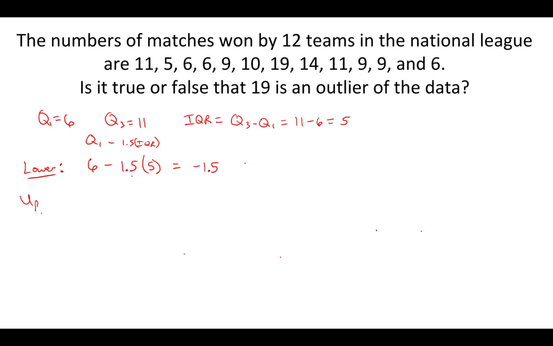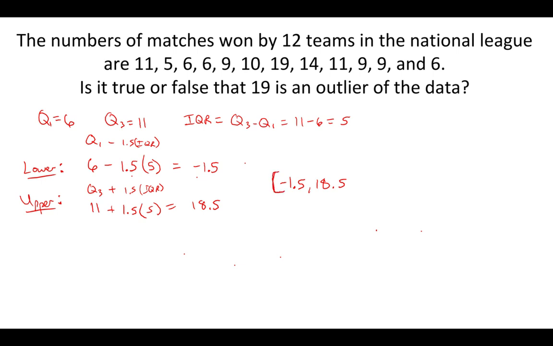My upper bound then is, it's not quartile 1. Be careful, it's not the same number. It's Q3 plus. So two things change. Changes from Q1 to Q3 and changes from a minus to a plus. Plus 1.5 times the IQR. So Q3 was 11 plus 1.5 times 5. Type that all in, 11 plus 1.5 times 5 gives me 18.5. So my range then is negative 1.5 to 18.5.